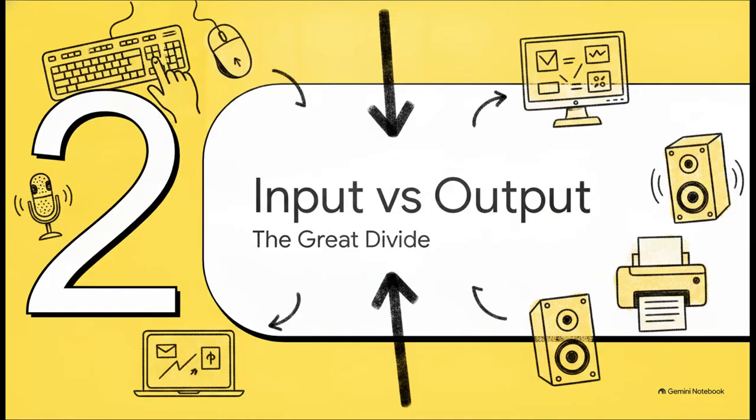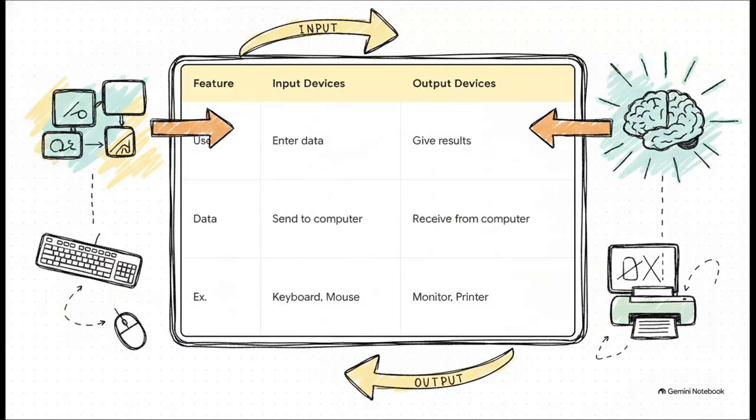Moving right along to section 2, input versus output, the great divide. So there is this fundamental divide in how we actually interact with these machines. On one side, we have input devices. Think of these as the machine's senses. They translate our human actions into data. On the flip side, we have output devices. These give us the results produced by the computer, translating data back into a form that we humans can actually understand. It forms a complete conversational loop, right? Input goes in, output comes out. And both sides are absolutely necessary for a computer to do its job.